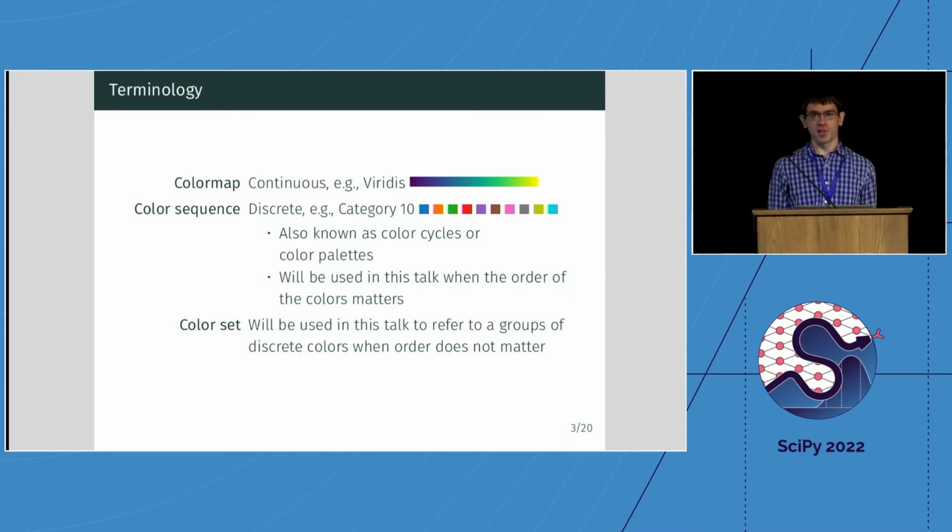You start off when you're plotting a line plot or a scatter plot. The first item you plot is going to be the first color. The second item is going to be the second color, and so on. These are also sometimes known as color cycles because if you run out of colors, the plotting code will repeat from the first color, or as a more generic color palette. I'll use this term in this talk when I'm referring to a sequence where the order matters, and if the order does not matter, I'll use the term color set instead.